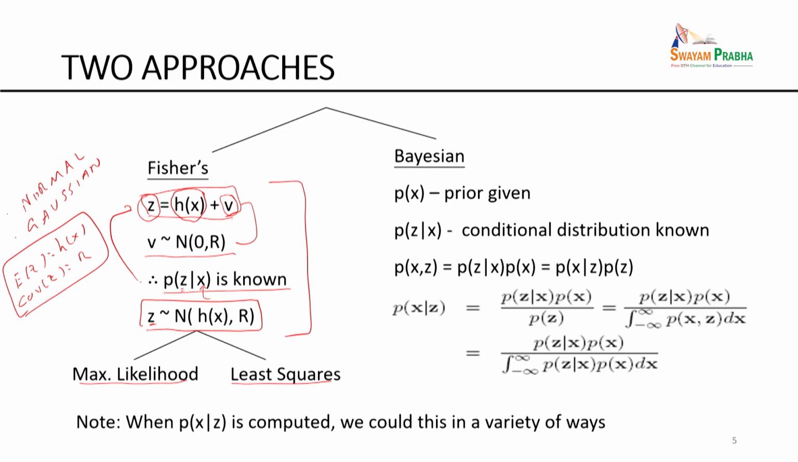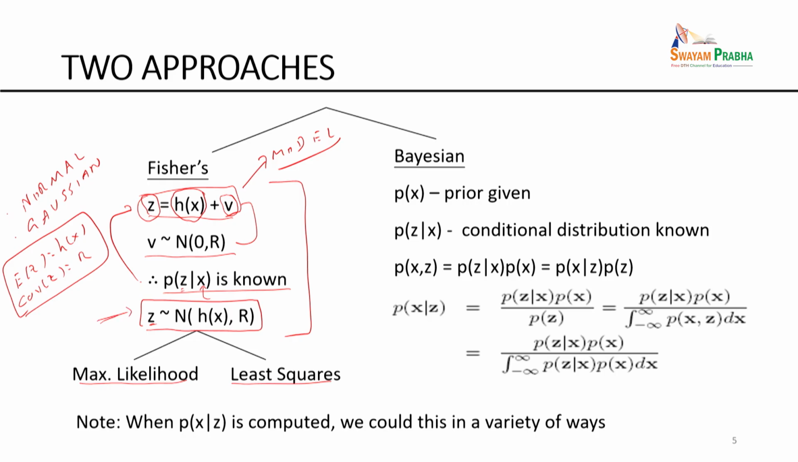So what is the idea here? In Fisher's framework, I am given an observation. You have a map that maps the model space to the observation space. I know how to model the observation noise. So if I know the distribution of the observation noise, using this model, I can characterize the probability distribution of z, which is given by this.